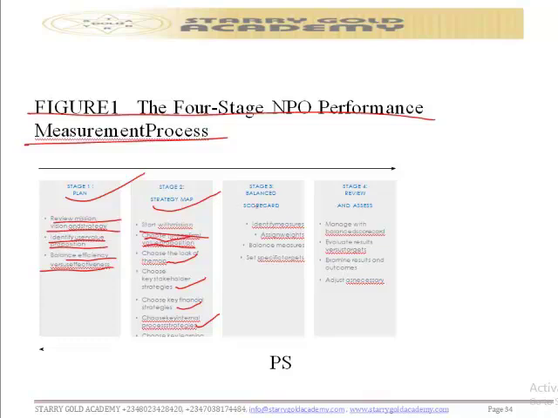Stage 3, that's where we look at the balanced scorecard. We're going to identify various measures. We're going to assign weight. We're going to balance the measures and set specific targets. Then stage 4, that's where we have the review and assess. This is where we are meant to manage the balanced scorecard. We are also meant to evaluate results and targets, and we are supposed to examine results and the outcome and also adjust where necessary. So these are basically the process.